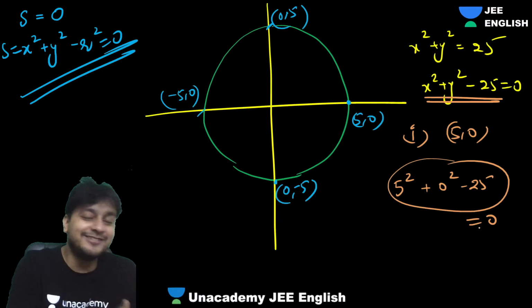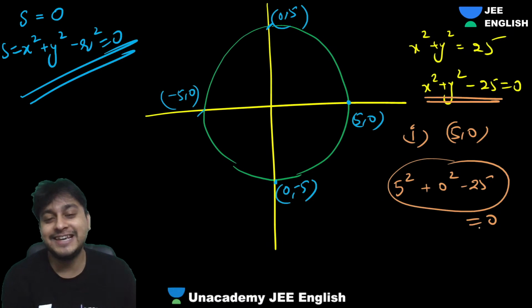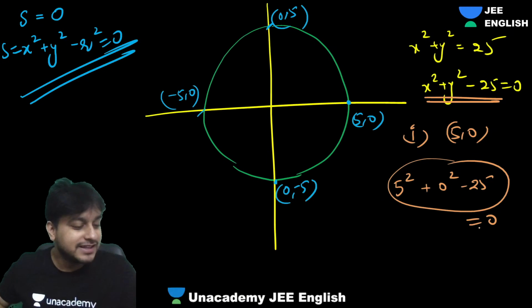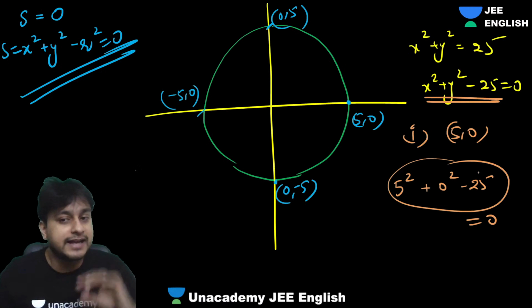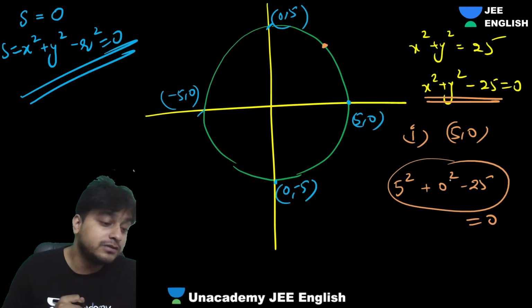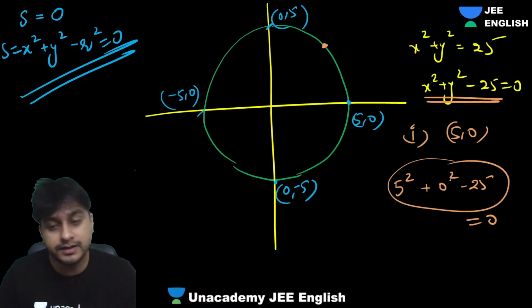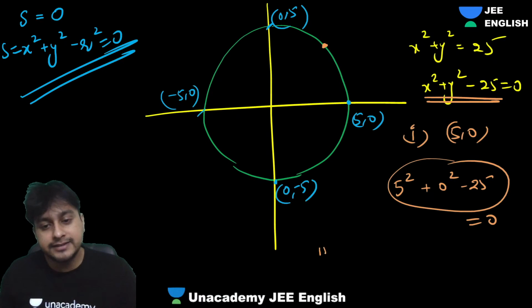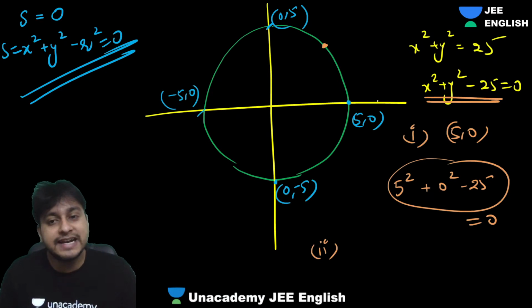You'll say, sir, what logic are you saying? Sir, everyone knows this will be 0. Yes, everyone knows that this point will satisfy this and we'll get 0. Any point for that matter, you can put here 3 comma 4 also, and that will also give you 0. So the second point is, guys, let's suppose I put a point outside the circle.